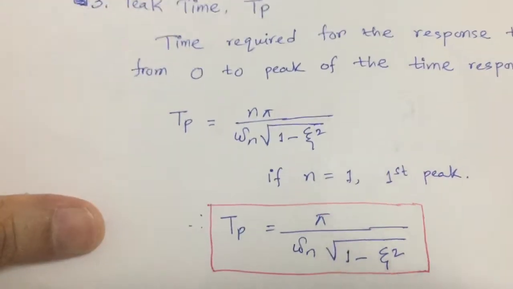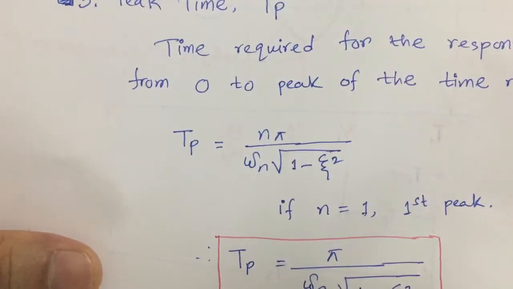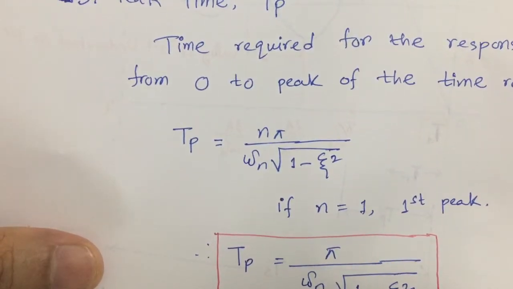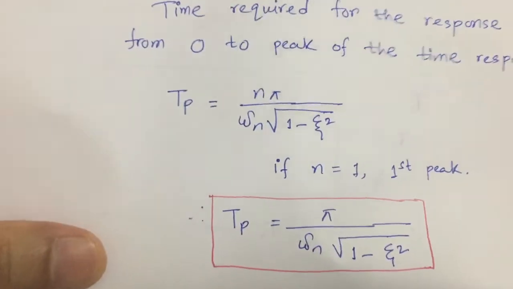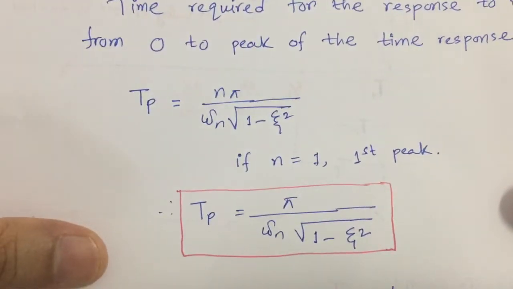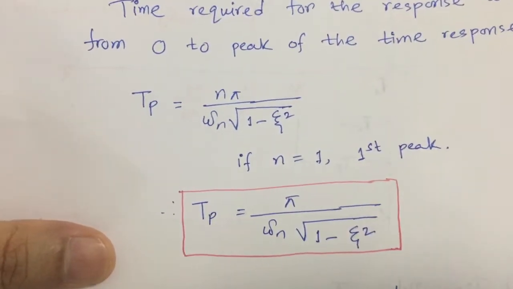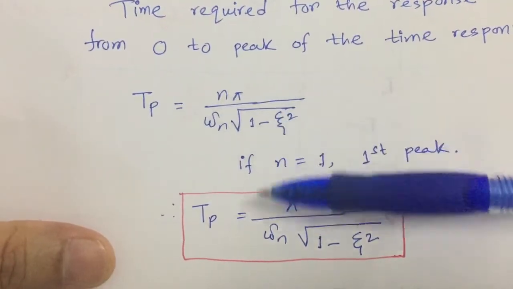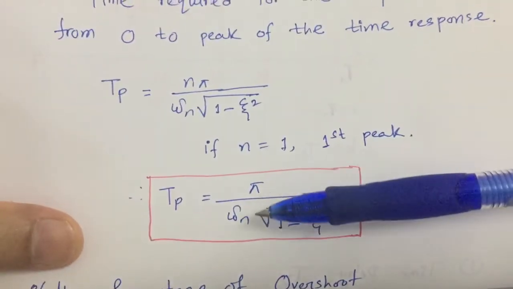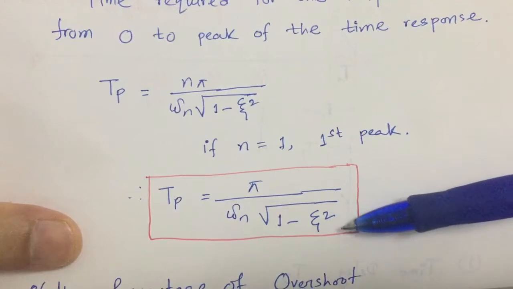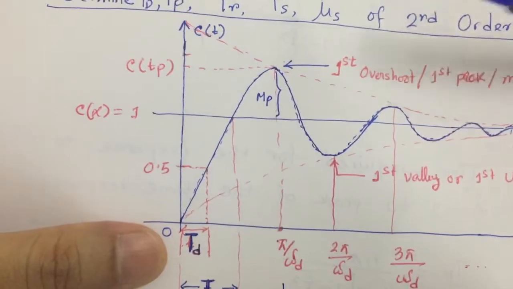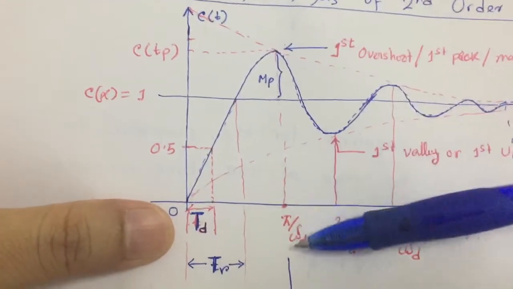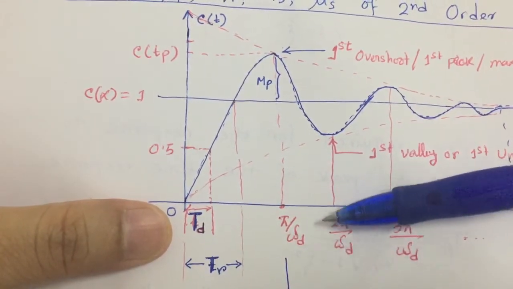The formula for the peak time is Tp equal n pi over omega n square root of 1 minus zeta square. So if n equal 1, we consider it as a first peak. If you place n equal 1 here, it will be pi divided by omega n square root of 1 minus zeta square. Okay, so it means that if we go to our response graph, you can see this is our first peak. So this is pi over omega d.